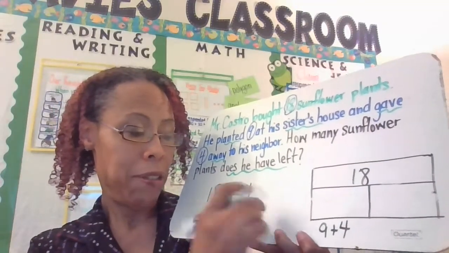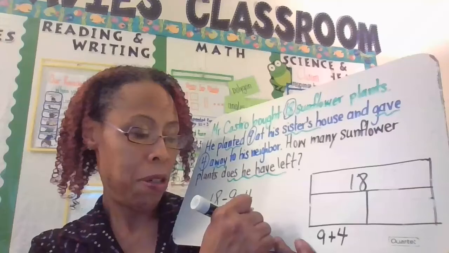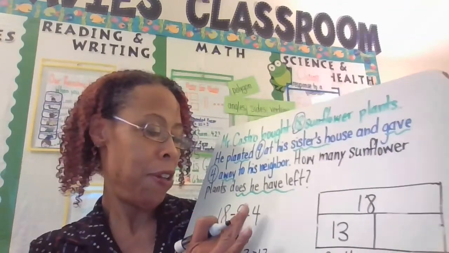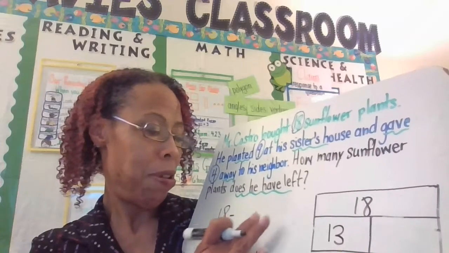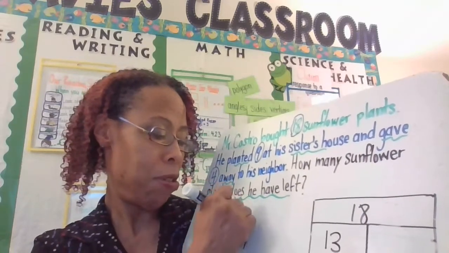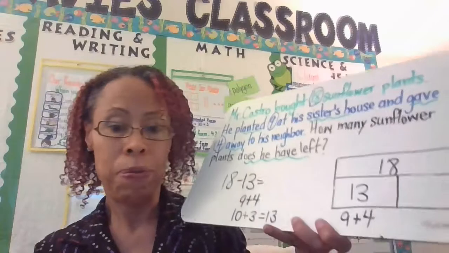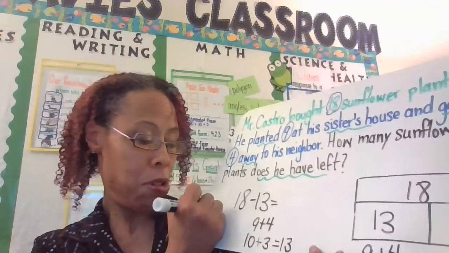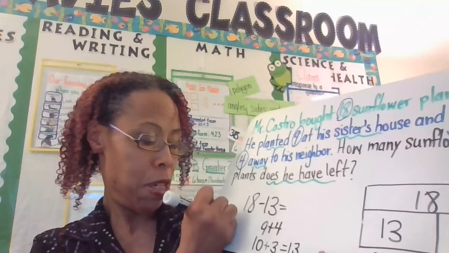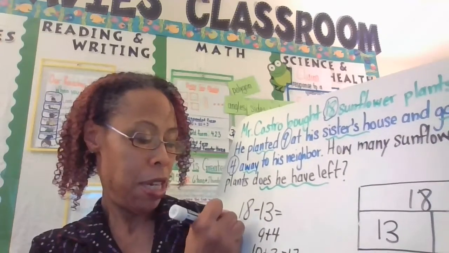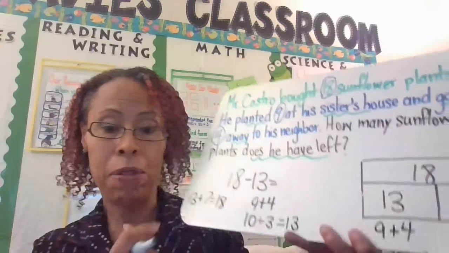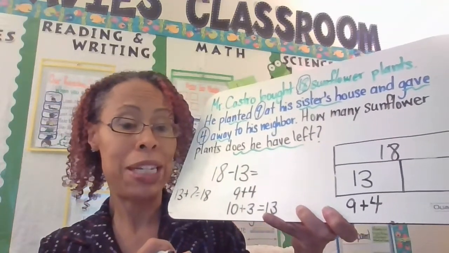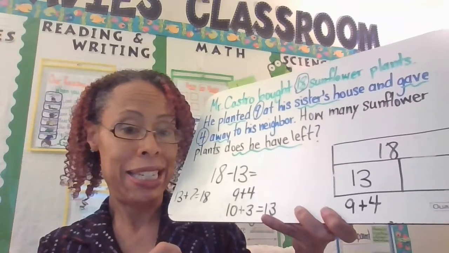We can say that 9 plus 4 is 13. So here's the number right here. So instead of 18 minus 9 minus 4, we're going to say 18 minus 13 equals. Now we can do a little more mental math. We have to think about 13 plus what equals 18. Here's the unknown right here. So 13, how many do I need to add to get to 18?